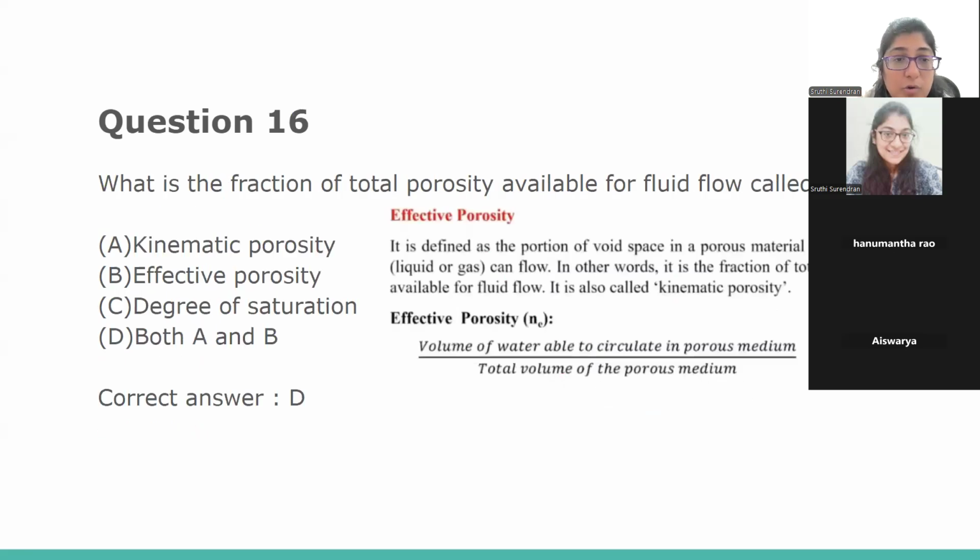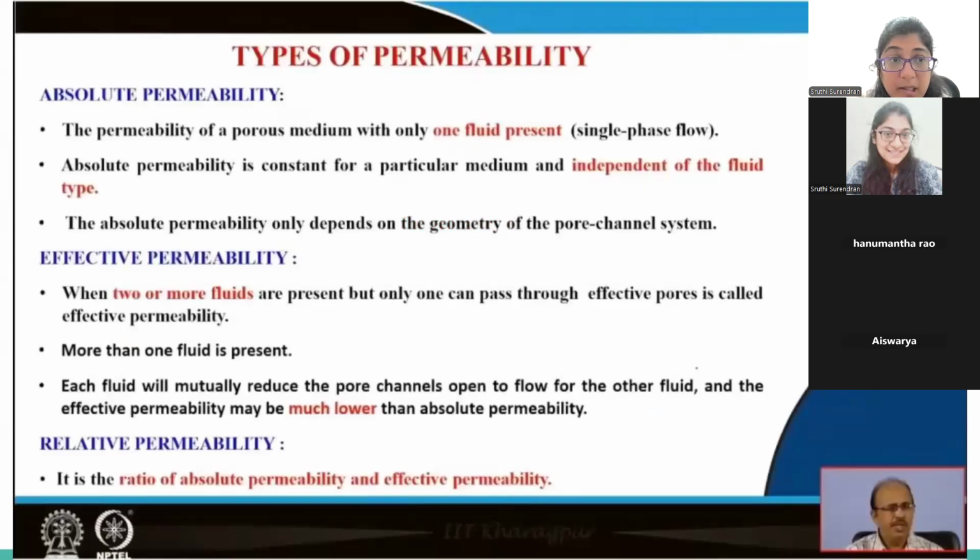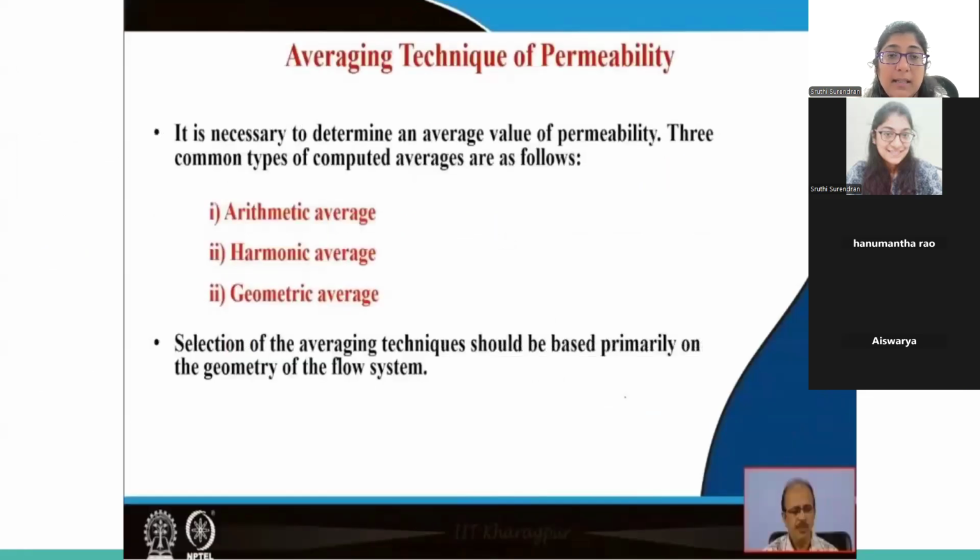Then what is effective porosity? Effective porosity is also called kinematic porosity. So keep that name in mind. Then there's one portion that we didn't cover during the problem solving session, which is the types of permeability: absolute permeability, effective permeability, relative permeability, and the averaging techniques of permeability.